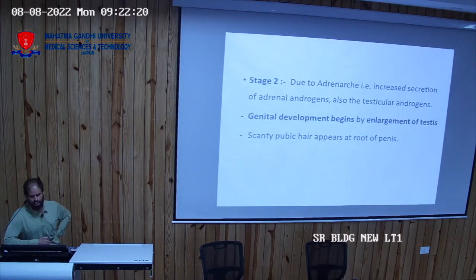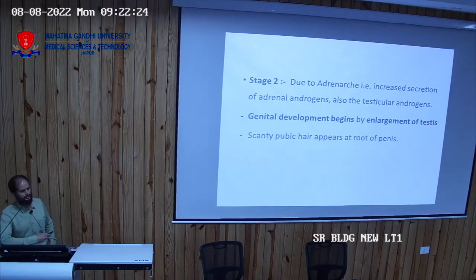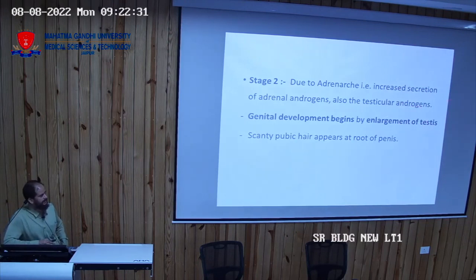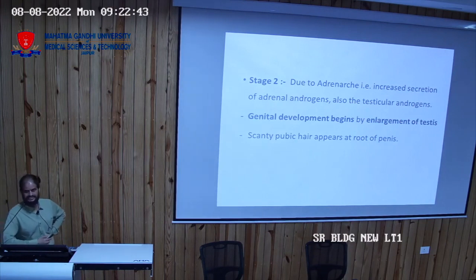Then stage 2. What happens in stage 2? Mainly genital development starts. It begins with the enlargement of the testis. This is its hallmark, that is the enlargement of the testis and genital development starts. This is due to increased secretion of adrenal androgens and also the testicular androgens. Pubic hair is scanty, scanty at the root of the penis.